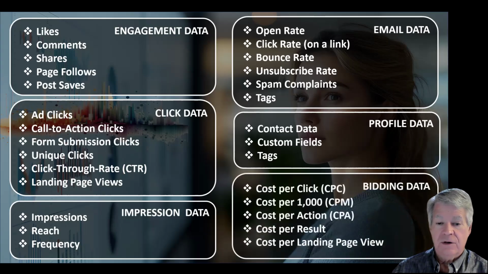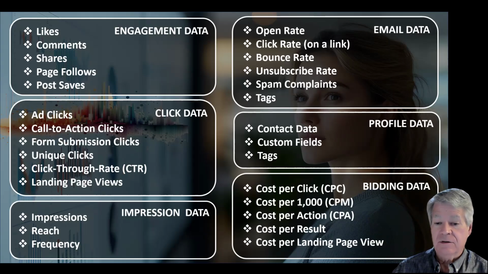Bidding data includes cost per click, CPC, the most common way to pay for online campaigns. Good if the click is your key conversion. Cost per thousand, CPM. By the way, the M means mil, which comes from the Latin for 1,000. So cost per thousand is CPM, the second most common way to pay for online campaigns, which is good for branding campaigns.